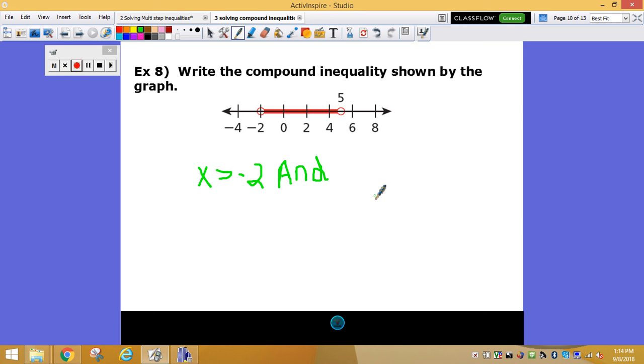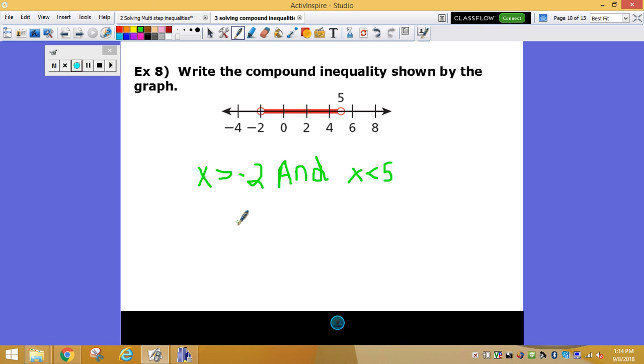This side is shaded to the left, so it would go like this. It's at the number 5, and it's an open circle, so I would not need a line underneath that inequality. So you can write it like that using the word and.